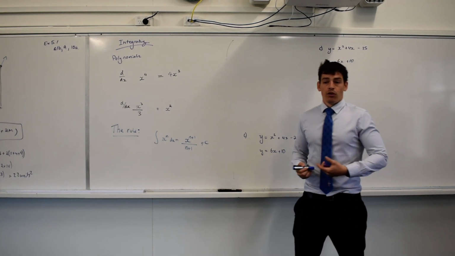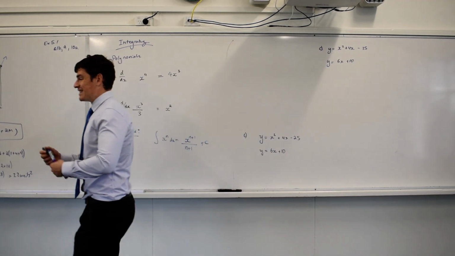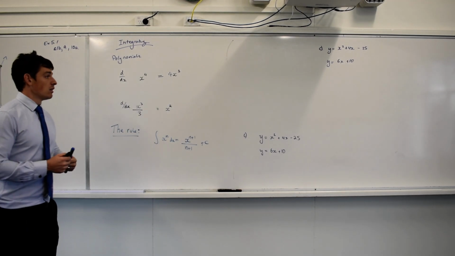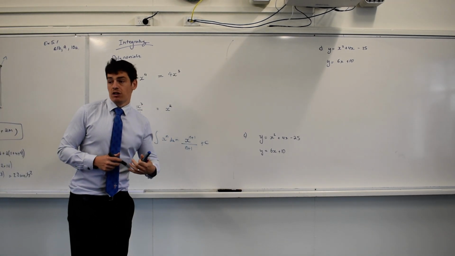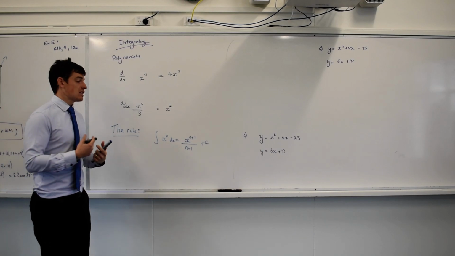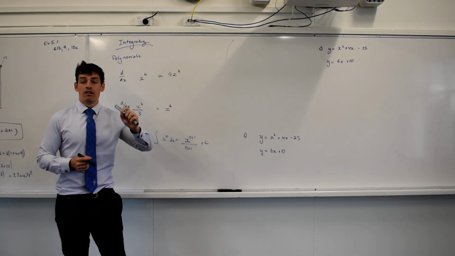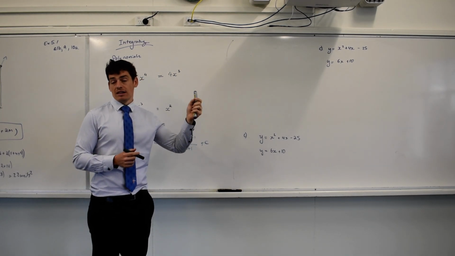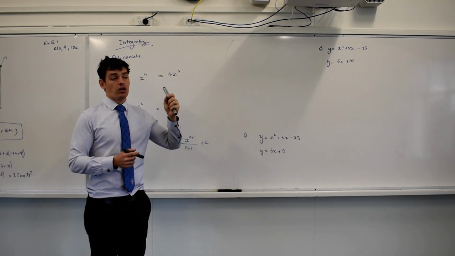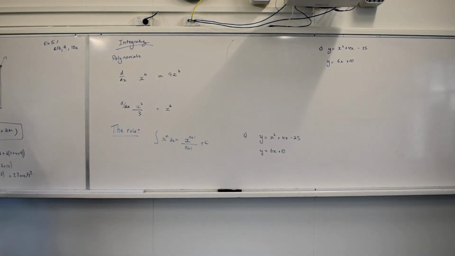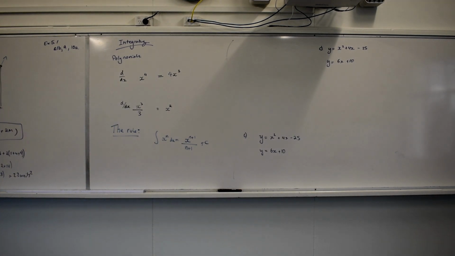Now this rule applies exactly the same when we're dealing with square roots, when we're dealing with negative indices. We just have to make sure, just like in derivatives, we're representing our power as a negative or as a fraction. Does that make sense? So make sure we always represent our power as a fraction or as a decimal.